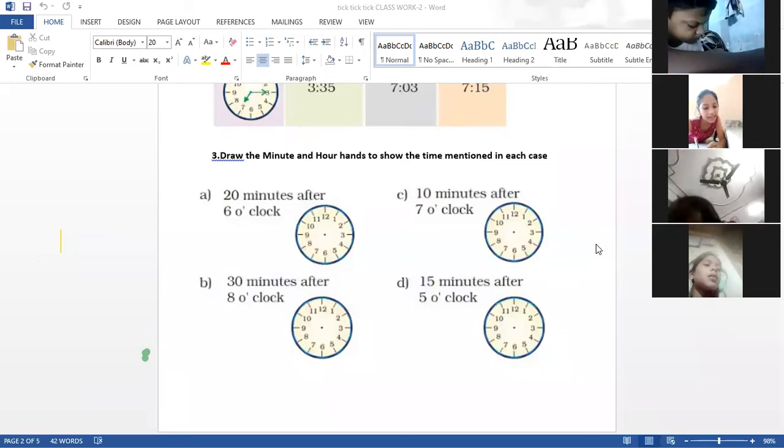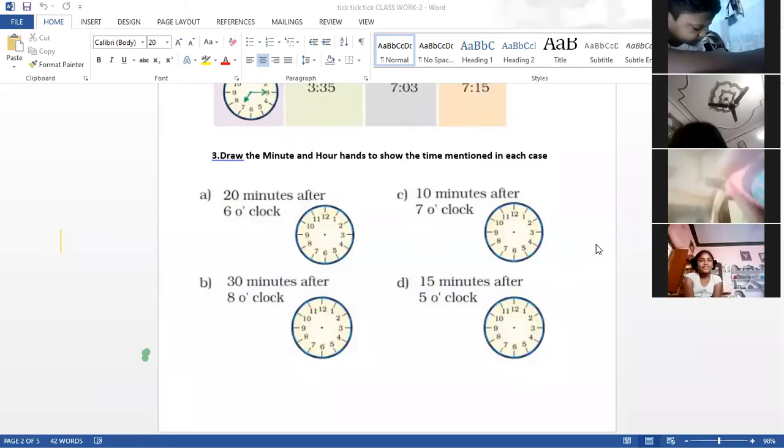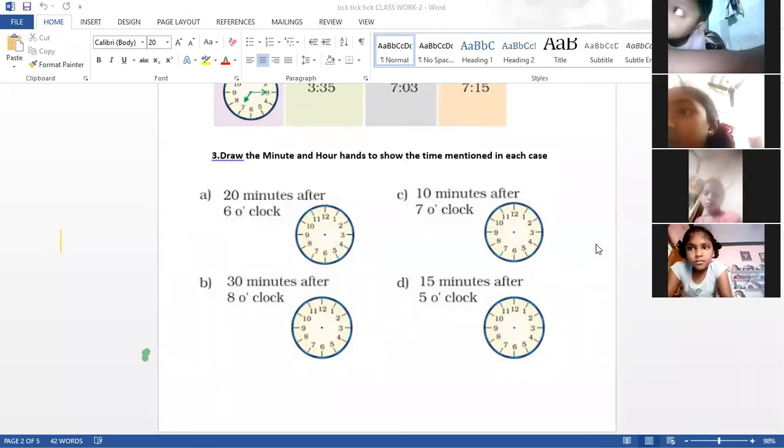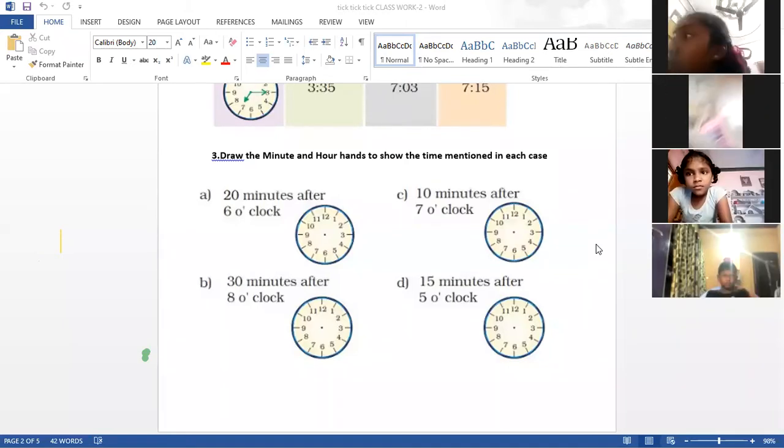Yes. 20 minutes after 6 o'clock. After 6 o'clock, 20 minutes. It means 6:20.